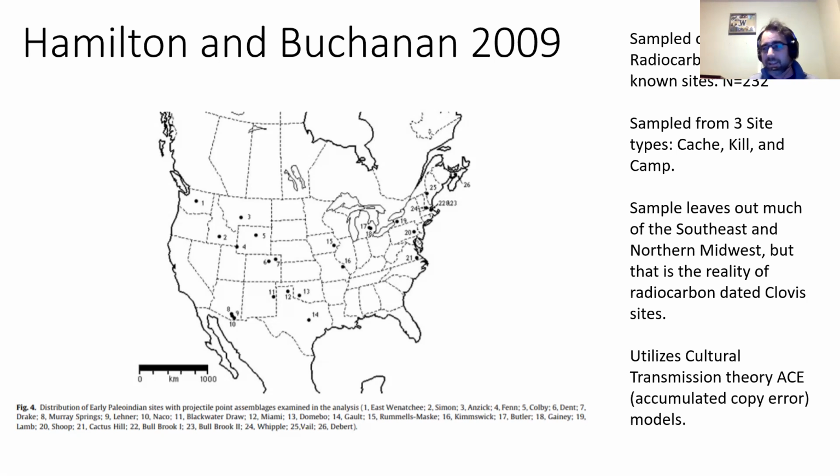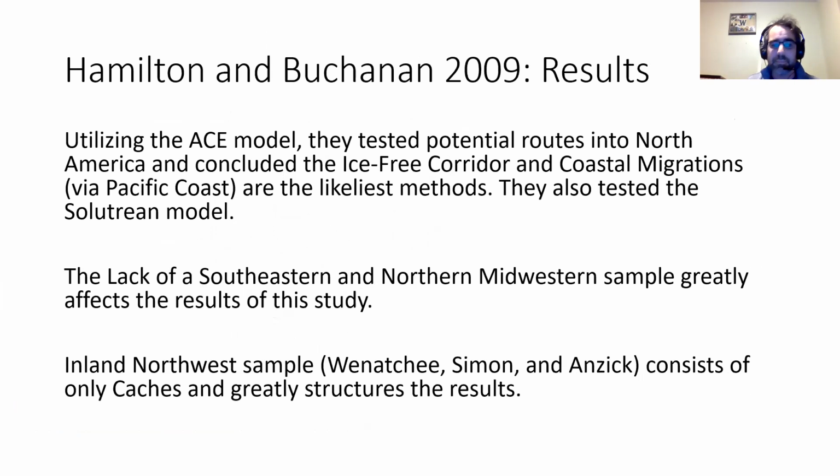But unfortunately, a lot of the radiocarbon dated sites associated with Clovis are found west of the Mississippi. So we have most of the radiocarbon dated sites in the Great Plains, but a lot more projectile points, Clovis points, in the eastern half of the United States. So it's a bit of a problem. So their requirement that the site have radiocarbon dating or absolute dating in some form means that they're leaving out the Southeast and Midwest. They utilize the accumulated copy error model.